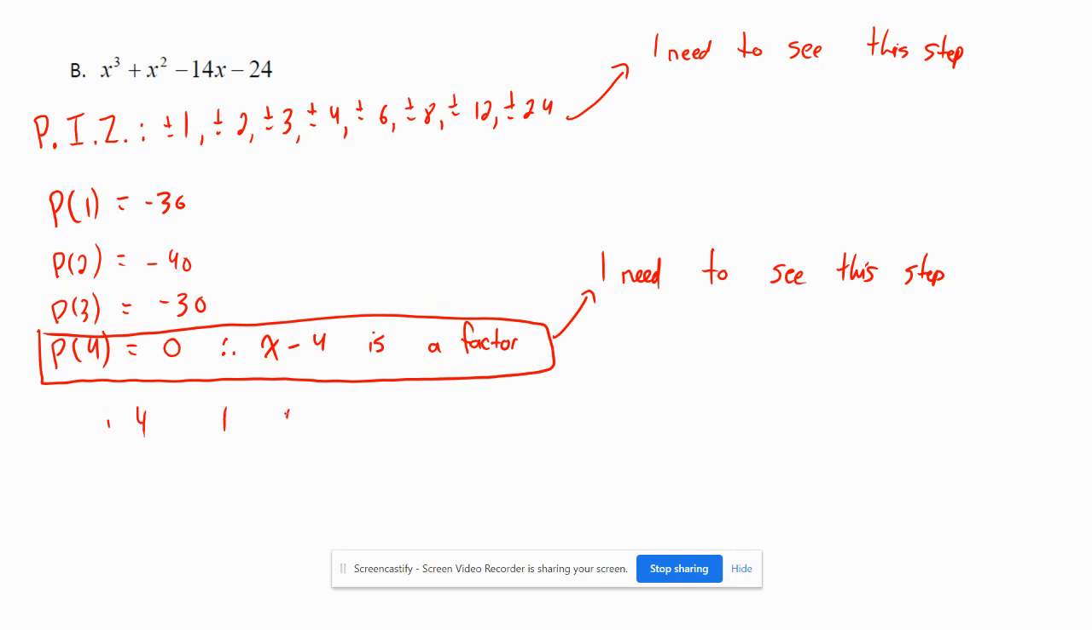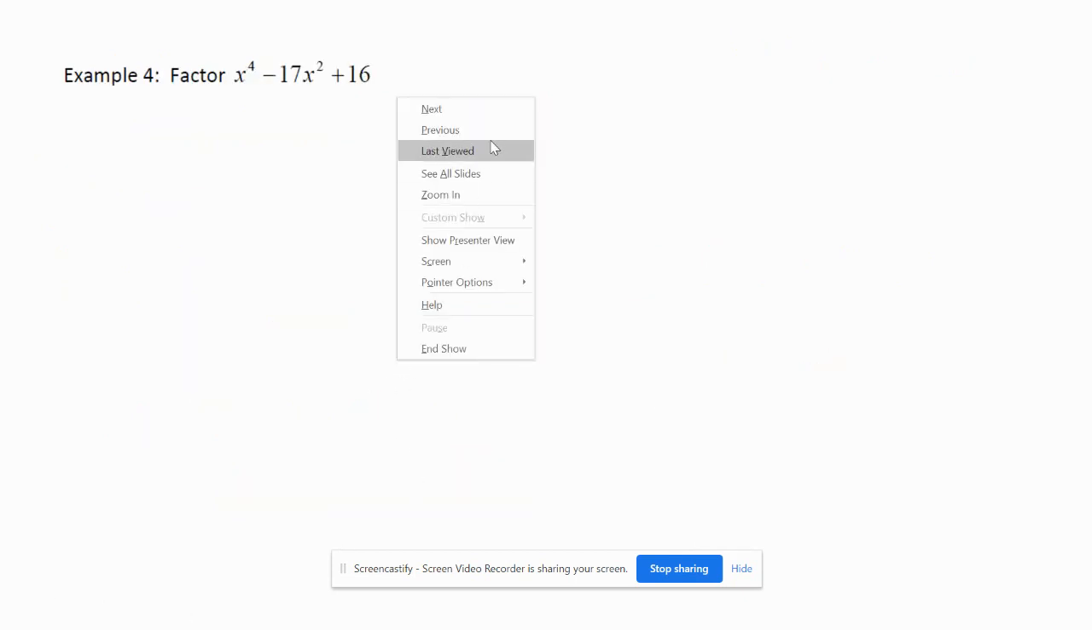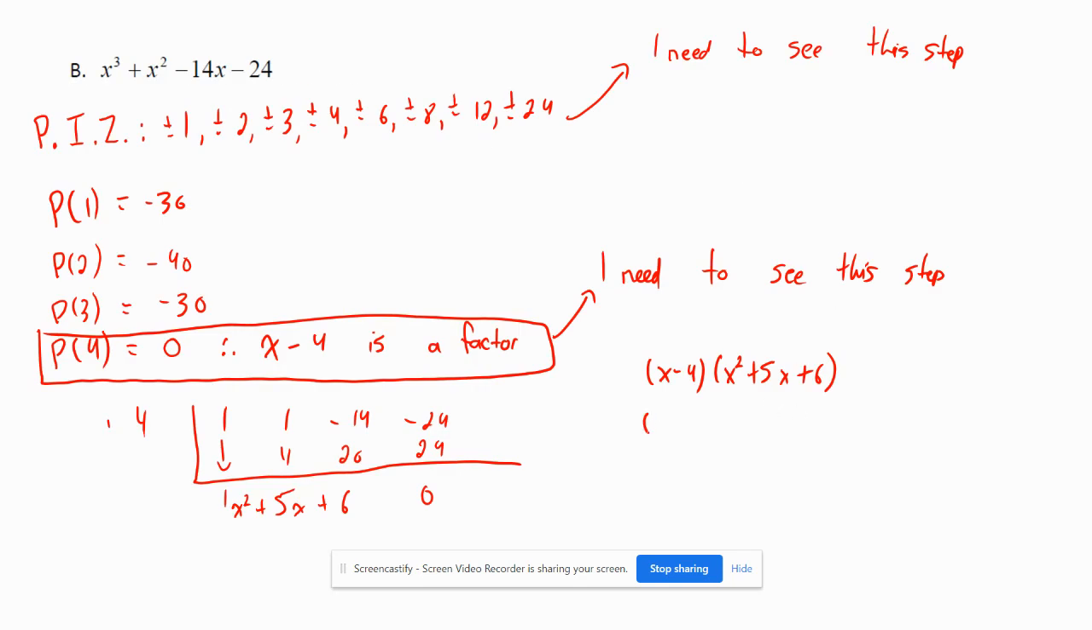We have 4, and the 1 comes down. So we get x squared plus 5x plus 6. I get x minus 4 as one factor, and then x squared plus 5x plus 6. Now I can factor this further. So this is x minus 4, and then I get x plus 3, x plus 2, and this is my fully factored version.